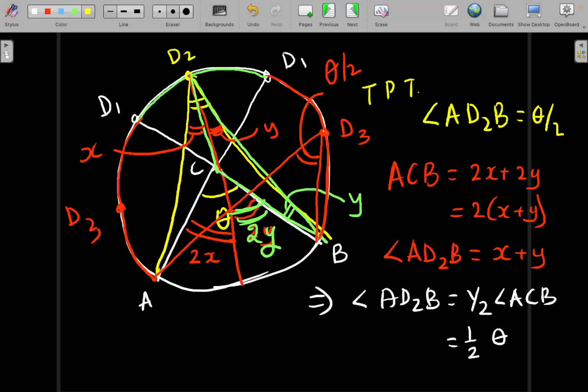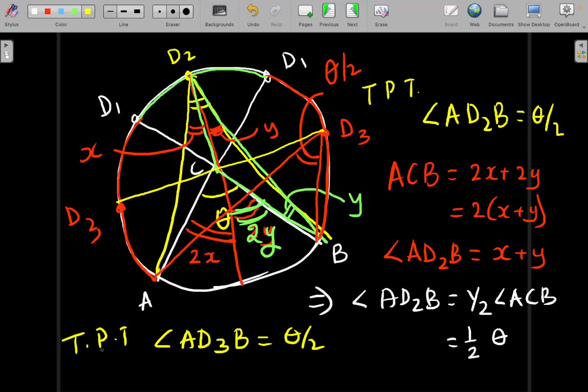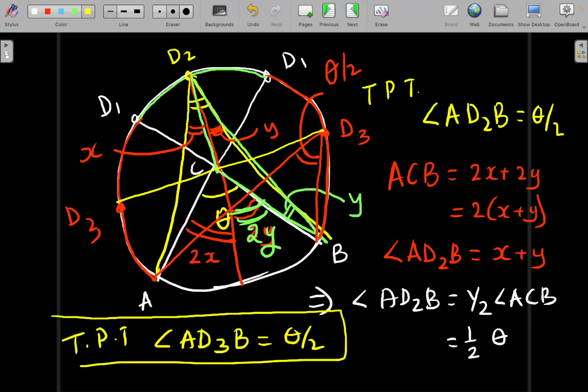So I shall just join D3 to C, saying that please use the construction line and use a similar idea to also prove that AD3B is equal to theta by 2, and I shall leave this as homework for you, and that would help me to bring this lesson to a quick end.